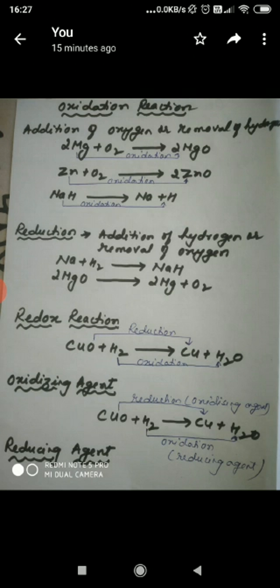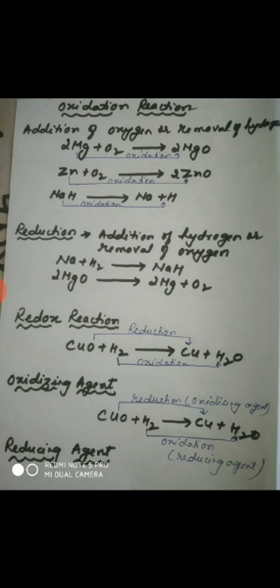And the second case is removal of hydrogen. For that we are going to take the example of sodium hydride, NaH. When it decomposes, it forms sodium and hydrogen. This is also oxidation. Can you guess? Yes, as hydrogen is removed. So removal of hydrogen is also known as oxidation.